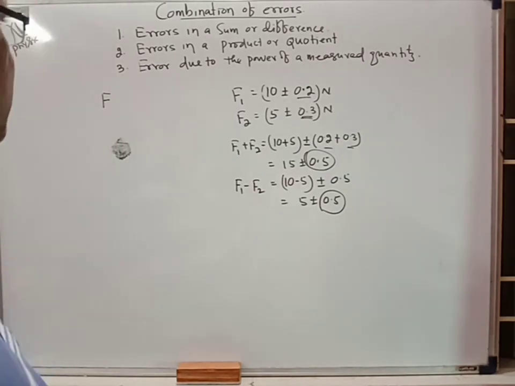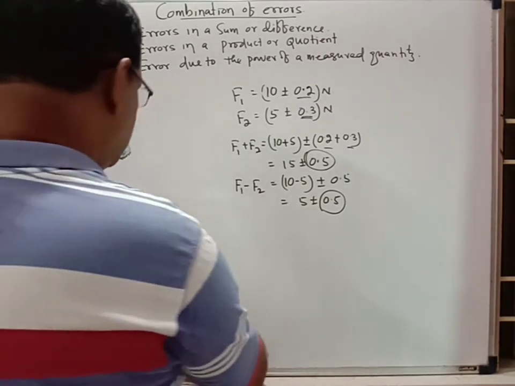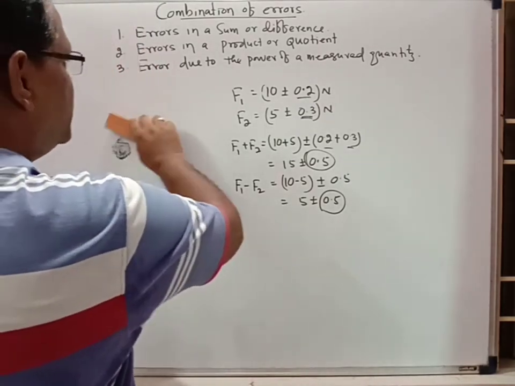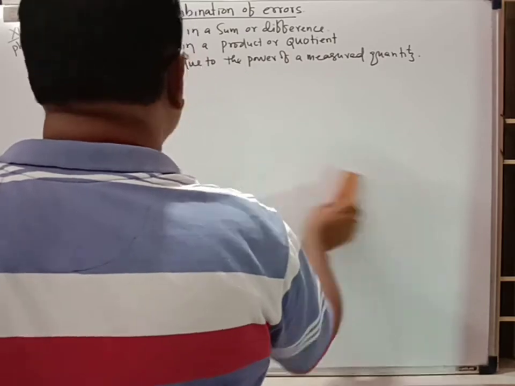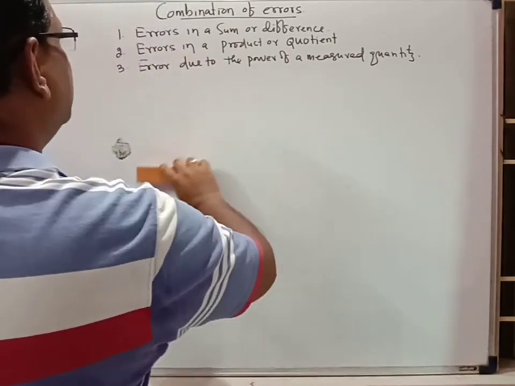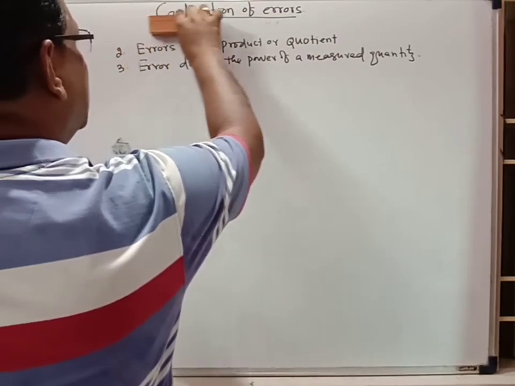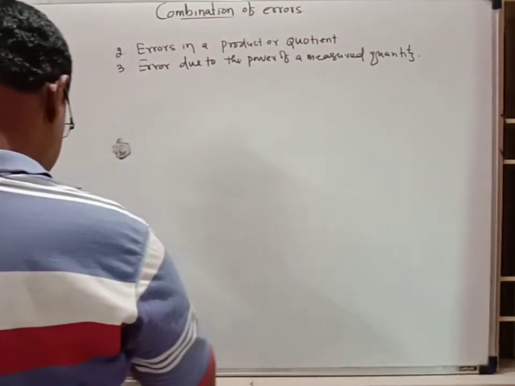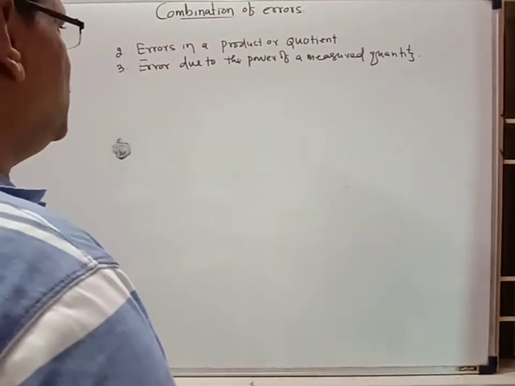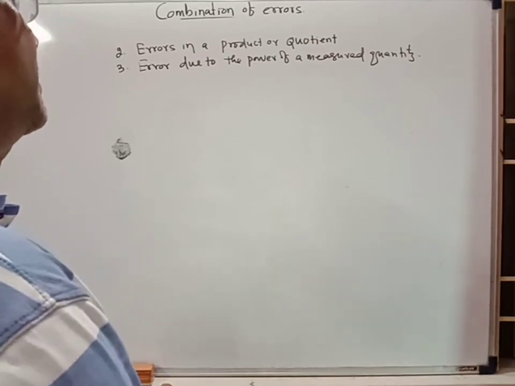So again, we will think about the errors in a product or quotient, that is, multiplication and division. This is case number 2, since case one is over. So in case of multiplication and division, what will the case be? You have to calculate it now.